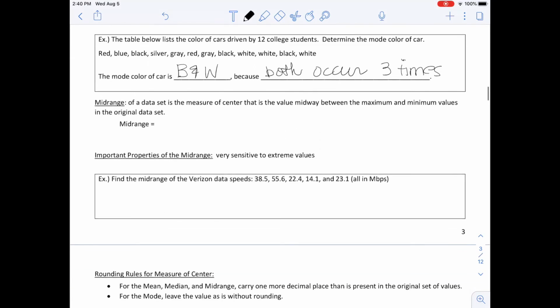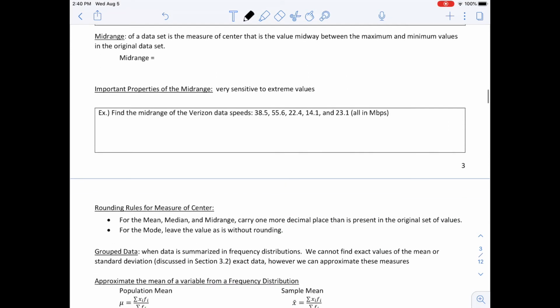The next definition we have is called the mid-range. The mid-range of a data set is the measure of center that is the value midway between the maximum and minimum values of the data set. So for the mid-range, you take your max value and add it with the minimum data value, the smallest value that you have, and divide by 2. Important properties about the mid-range: it's very sensitive to extreme values.